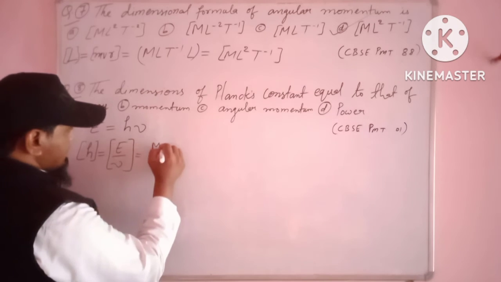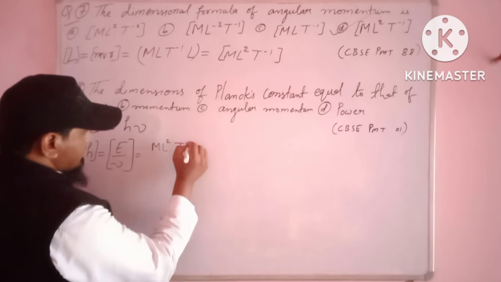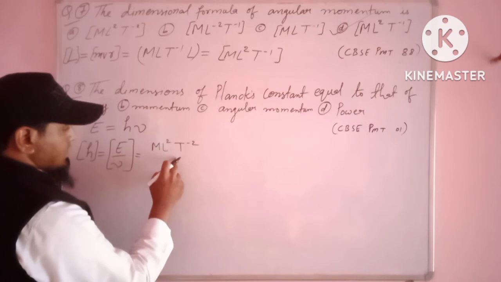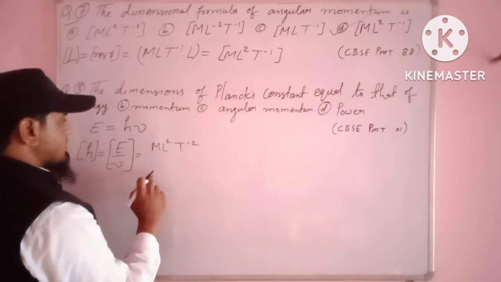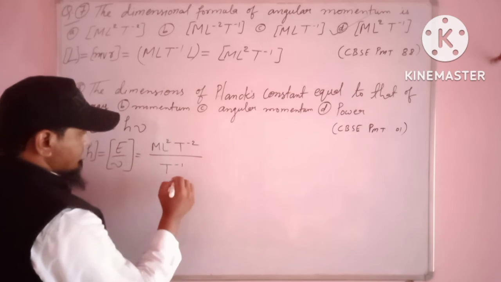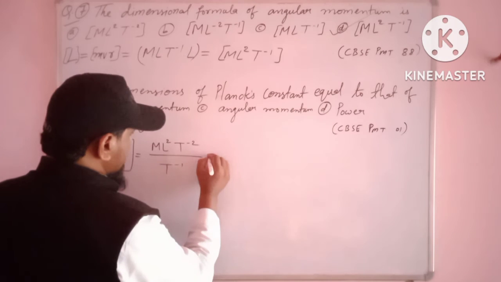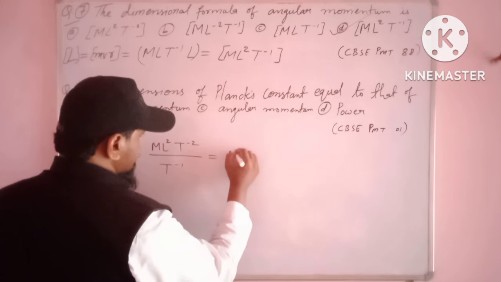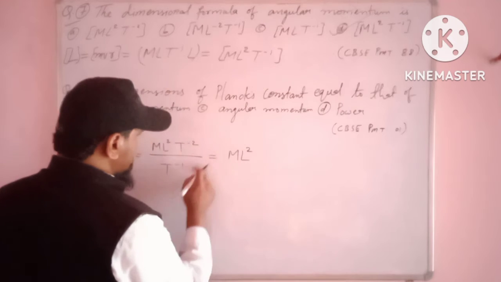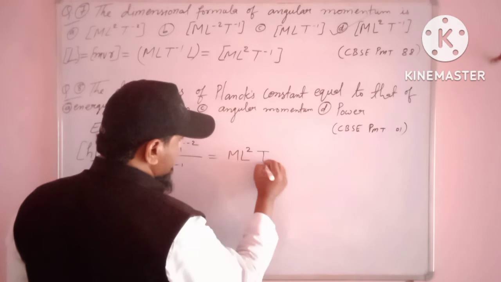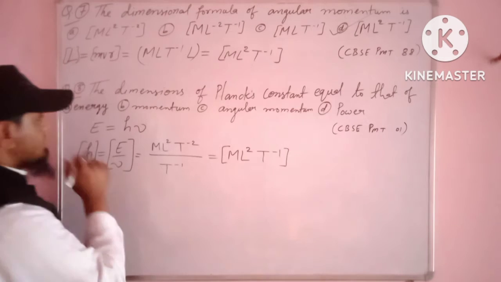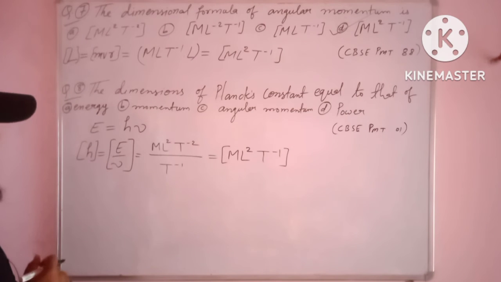The dimension of E is ML² T⁻², that is force into distance. Force dimension is MLT⁻² into L, which gives ML²T⁻², and frequency dimension is T⁻¹. So how much is it coming? ML², and one T will get cancelled, so T⁻¹ is coming. This is the dimension of Planck's constant.